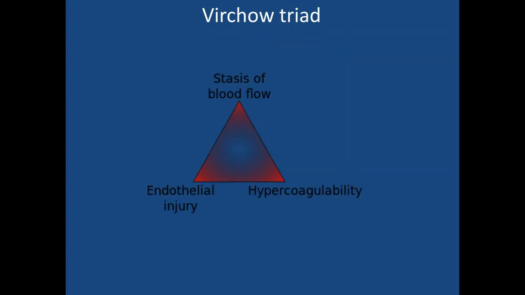So, in order to know the predisposing or precipitating factors for venous thrombosis, we have to always remember the Virchow triad. The Virchow triad is a triangle of stasis of blood flow, the integrity of the endothelial system, and the hypercoagulability of the blood flowing in this vessel. So, in order to remember these factors, we have to keep in mind this triangle.